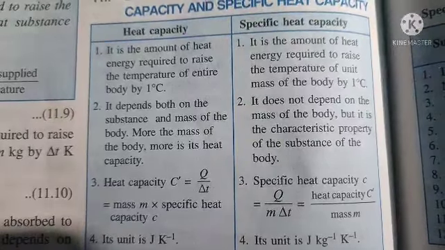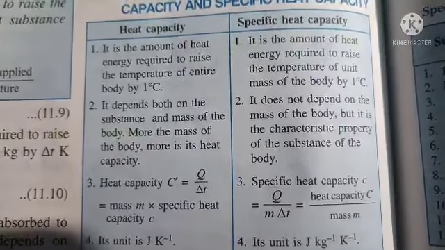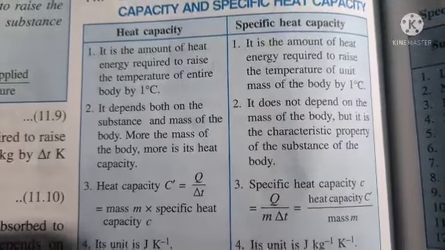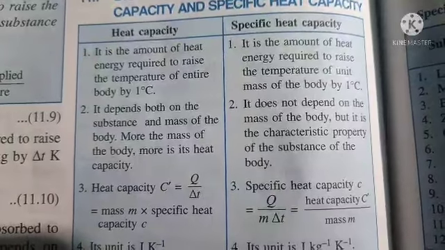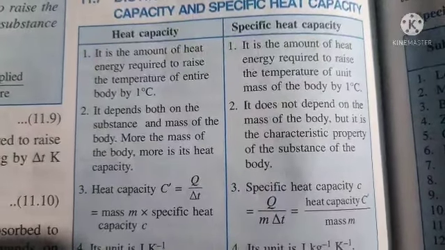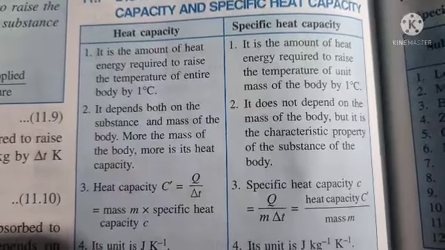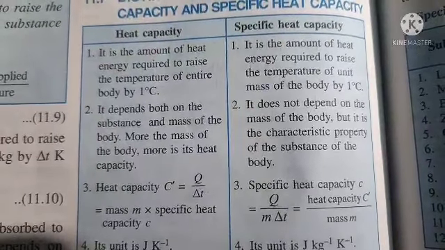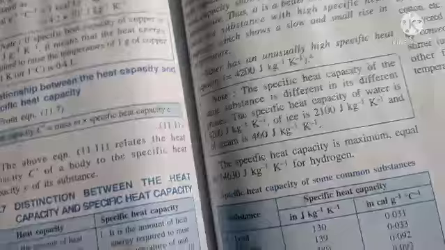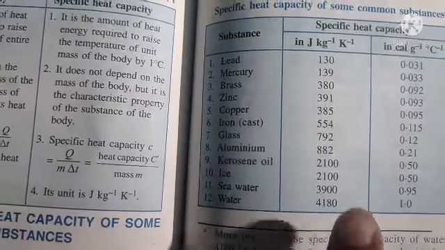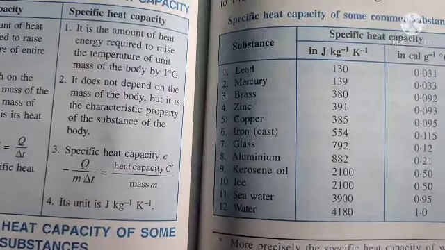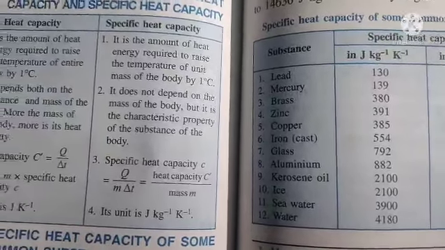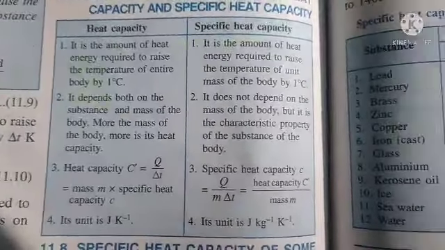Whenever you're talking about the specific capacity, we're talking about 1 kg of iron, 1 kg of copper. It's a unit mass of copper. So no dependence on mass. It's a characteristic property. Specific capacity is one value for one substance. For water, just now you understood, it is 4180. For copper, it is 385. For iron, it is 554, like that. So it is different for different substances, and all these are specific capacity values.